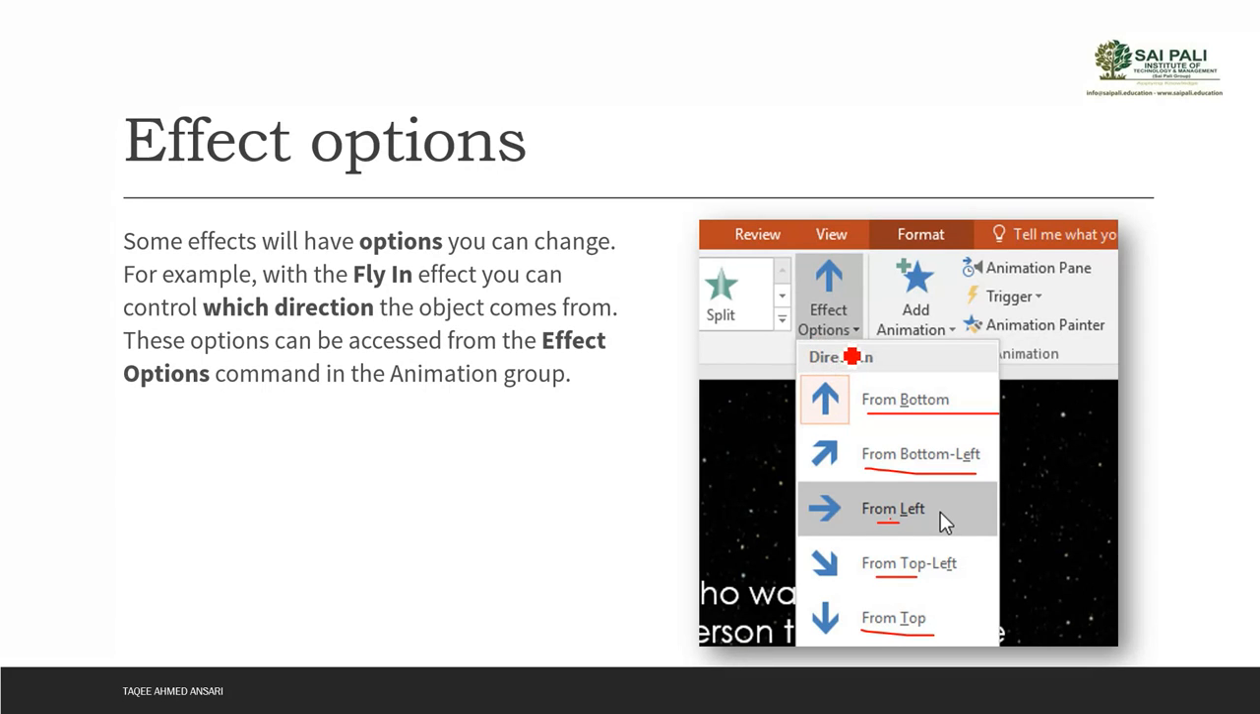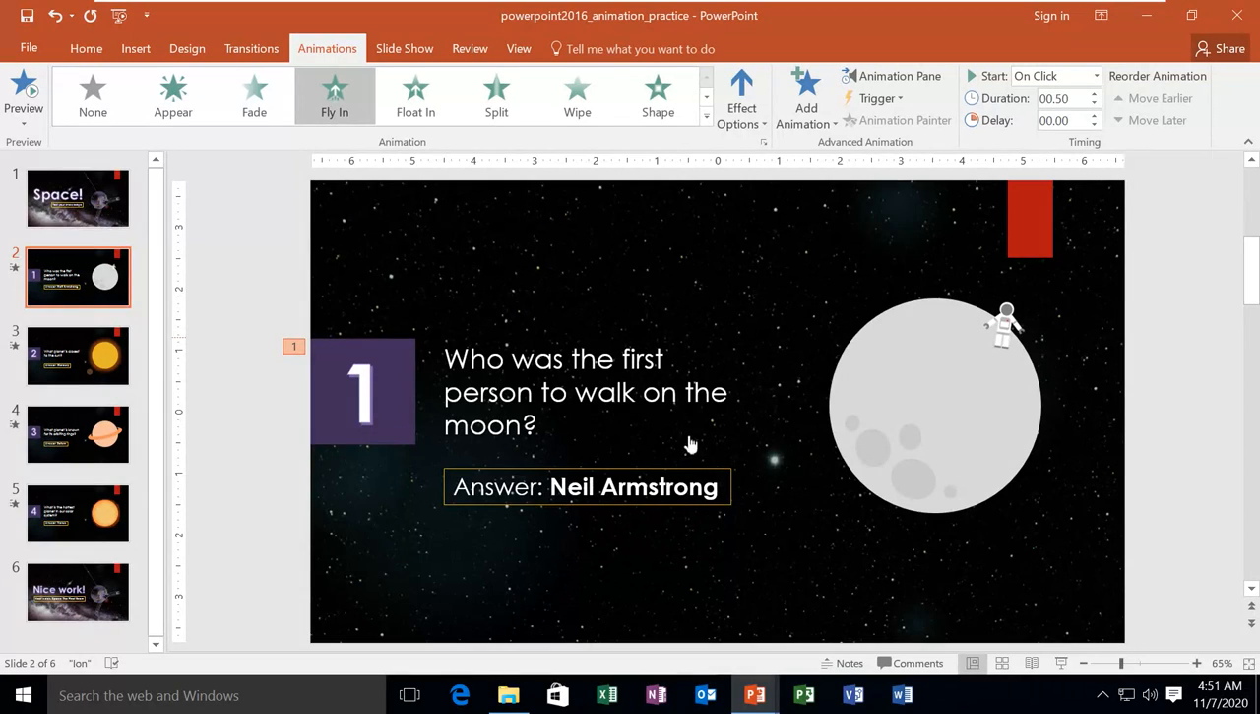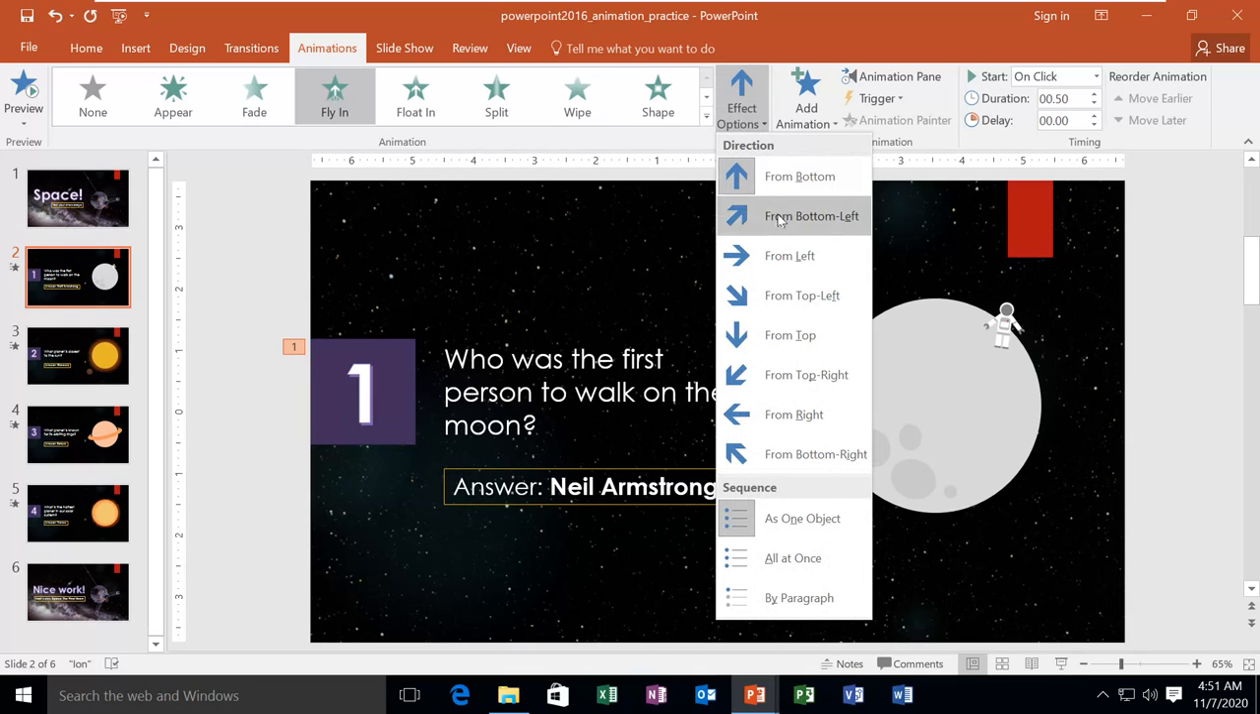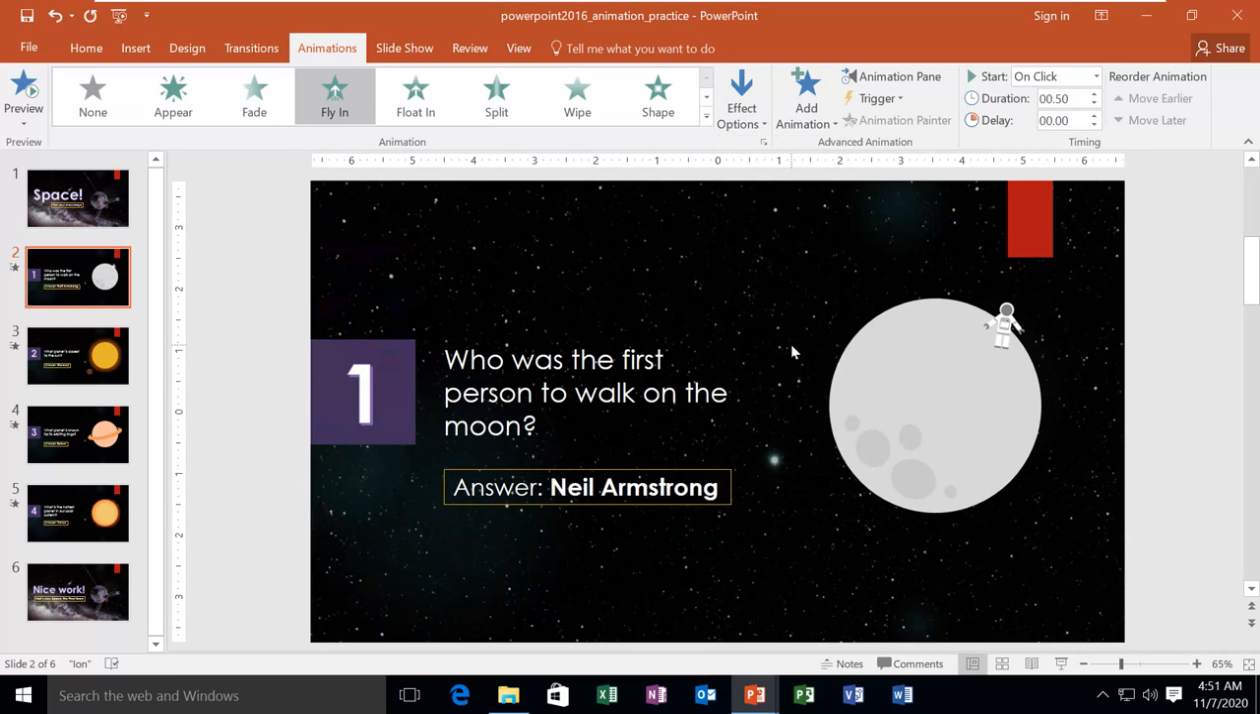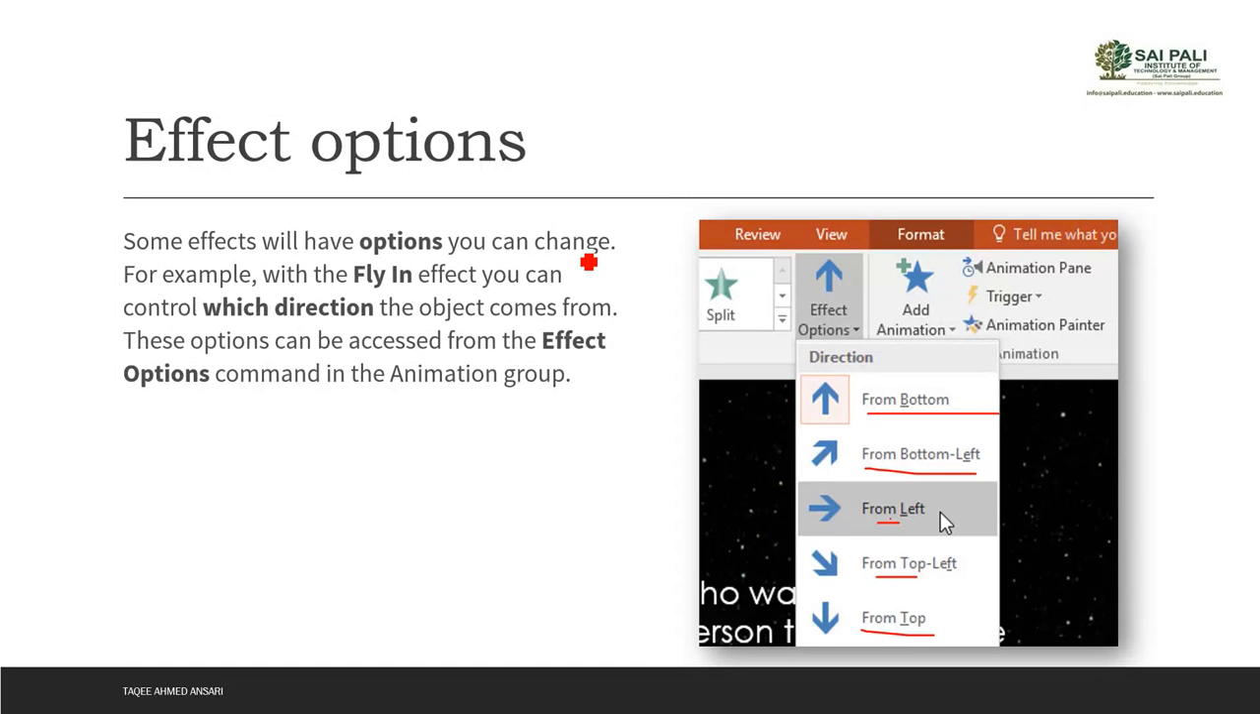We can get it from the same animation tab, and we can click this drop down to choose these different options. So if I want to change, like I have selected this, and it is coming from bottom, fly in. So I can change it from here, and I can change it to from bottom left, top left, like I select top, from top. Now it is coming from top. Depending on the animation we select, those options are different.